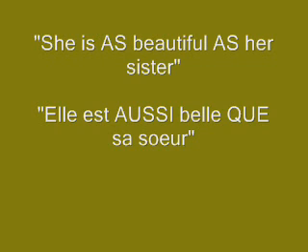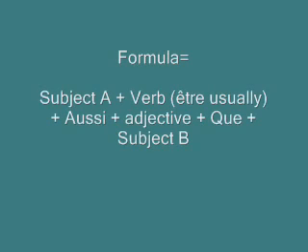So this will lead us to our formula. To make it easy, if you intend to make a comparison of equality with an adjective, use this formula, and it works for like 99% of all sentences. It will be subject or object A, plus the verb être, usually être when you make a comparison of equality with an adjective, plus aussi, plus the adjective, plus que, plus the subject or object B, the second object you wish to compare.